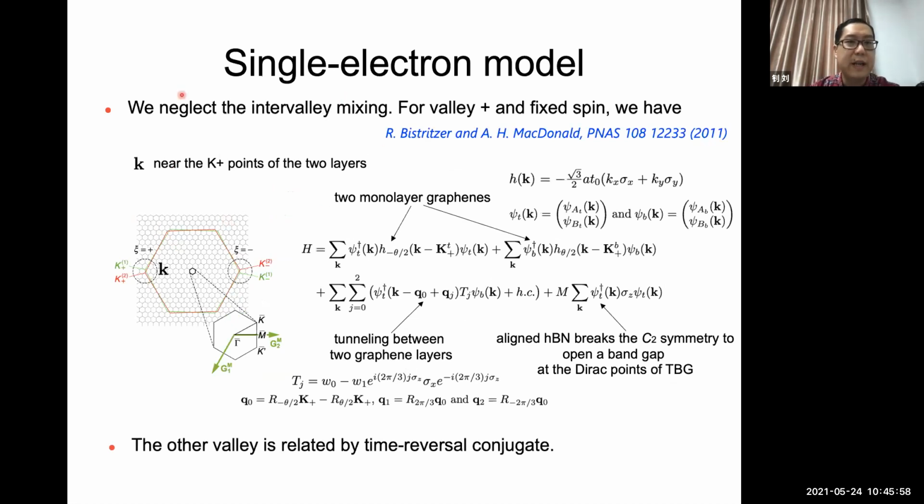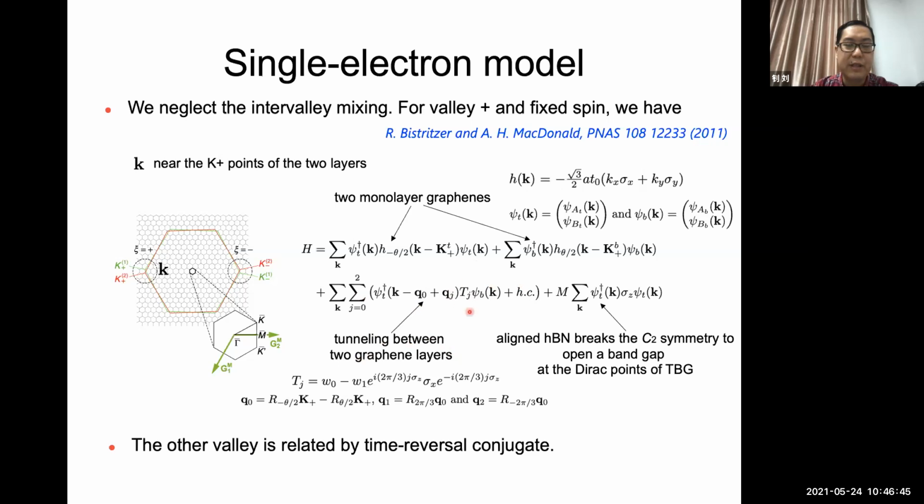So in this model, first we neglect inter-valley mixing because these 2 valleys are far separated from each other. Then for a specific valley, for example, valley plus, and a fixed spin, the continuum model can be written in this form. So here K is near the K+ points of the two layers in this region. And the first two terms correspond to the two monolayer graphenes. Here, the small h is the Dirac Hamiltonian of the single layer graphene rotated by minus theta over 2 and theta over 2. And psi T and psi B are two-component spinors of the top and bottom graphene layers. And the third term corresponds to the tunneling between the two graphene layers.